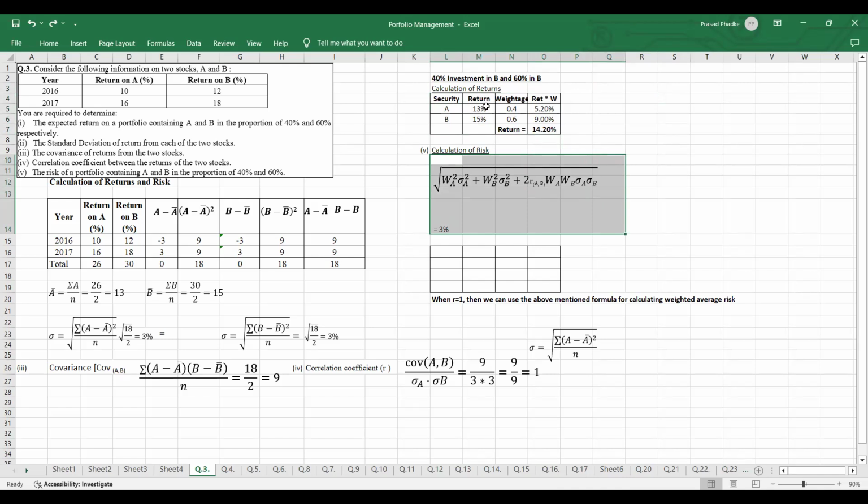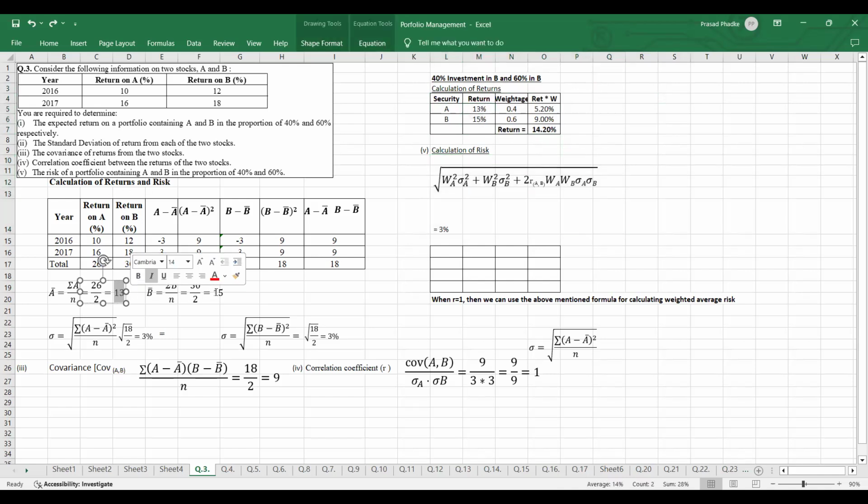And remember, for returns we consider only A bar and B bar. See, A bar is 13, B bar is 15. That we use for calculating weighted average returns. But for calculating risk, we use standard deviation, that is 3% and 3%. Hope it is clear. Any other doubts before we proceed?